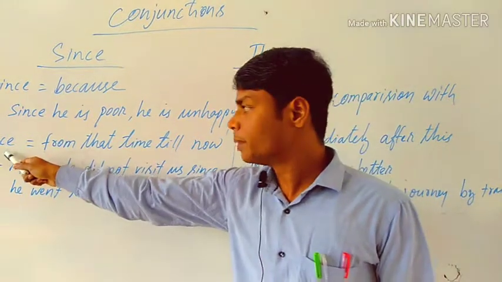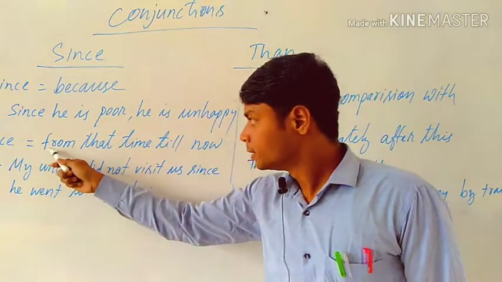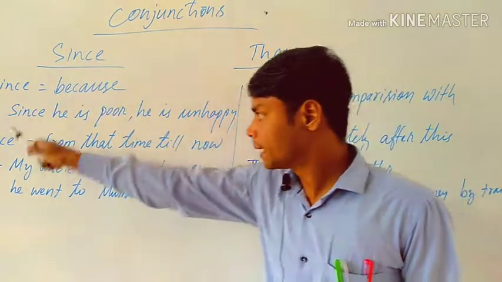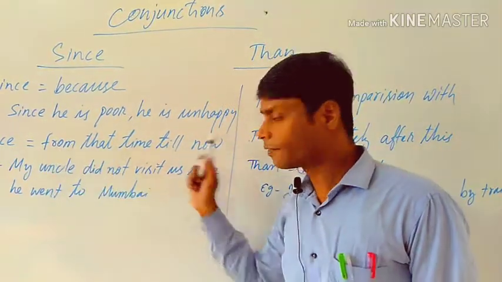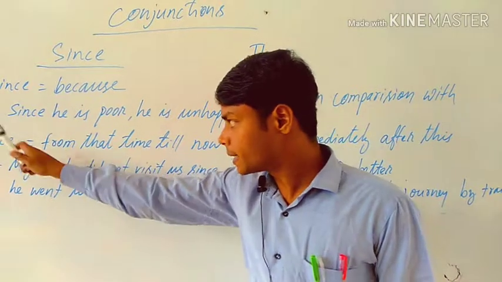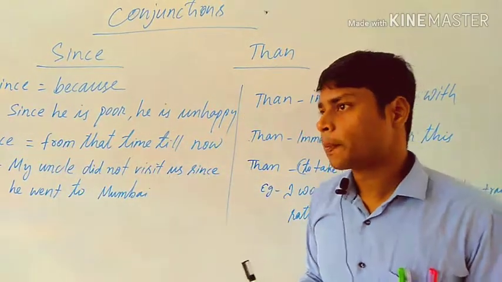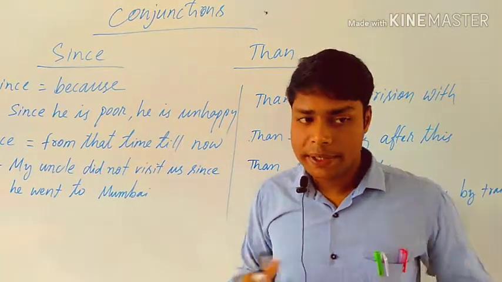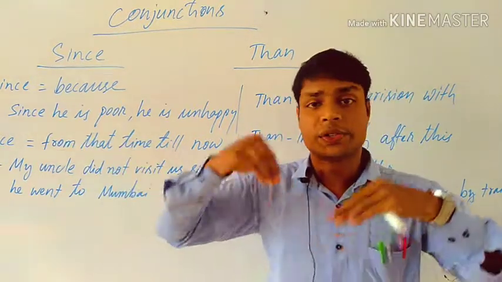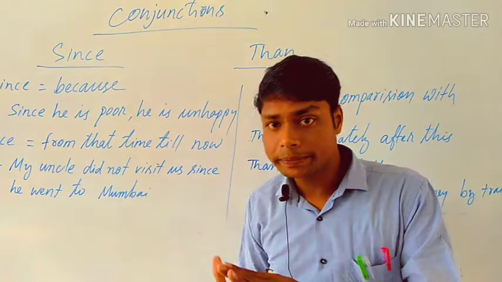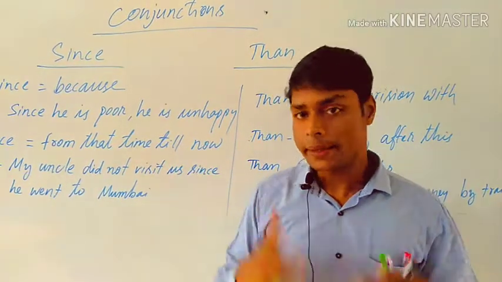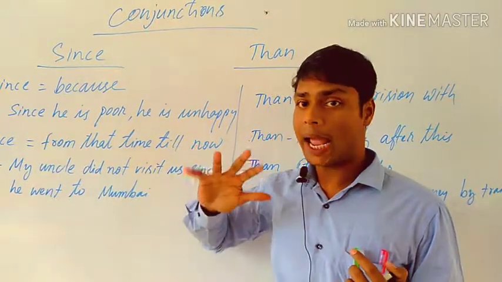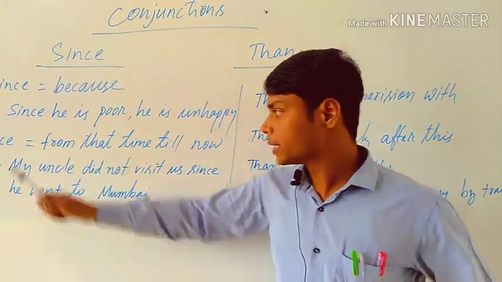So since replaces this long group of words. It is a phrase that is replaced by since. We can also say, I have been playing since 8 o'clock in the morning. That means from 8 o'clock till now I have been playing, or I have been studying. So in order to denote the time duration of something, we use since.